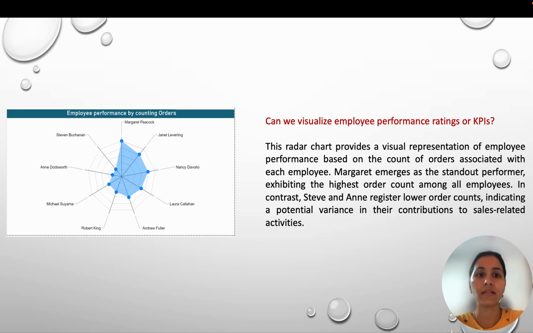Now the next question is, can we visualize employee performance rating or KPI? For this question, I am taking employee performance as the orders placed under that employee. For this one, I have created a radar chart. In this radar chart, we can see that Margaret has generated the maximum number of orders. Meanwhile, Steve has generated very few orders, and we can also get the visualization for other employees if we require.